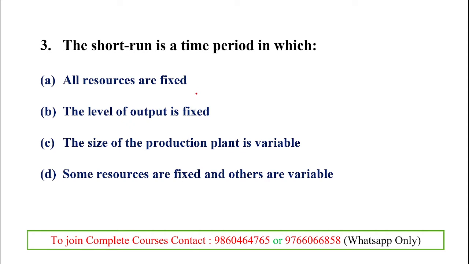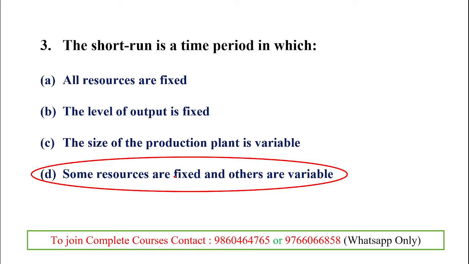Then the third question: the short run is a time period in which all resources are fixed, or the level of output is fixed, or the size of the production plant is variable, or some resources are fixed and some others are variable. And the answer here is some resources are fixed and some others are variable.